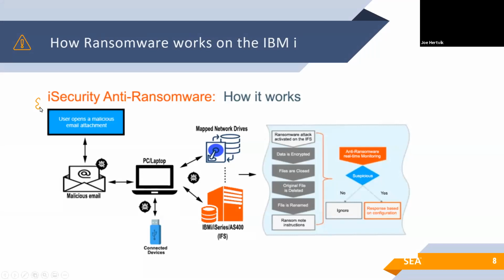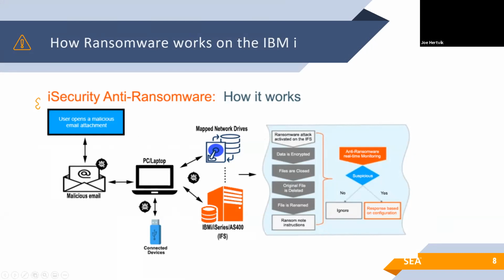So this is a nice graphic that SEA put together that tells you how ransomware works on the IBM i. Basically, you have a user with a PC or a laptop sitting here on the network. As part of their configuration, they are mapped through file servers and shared network drives to a file server sitting on a Windows machine or on a Linux machine or another operating system.